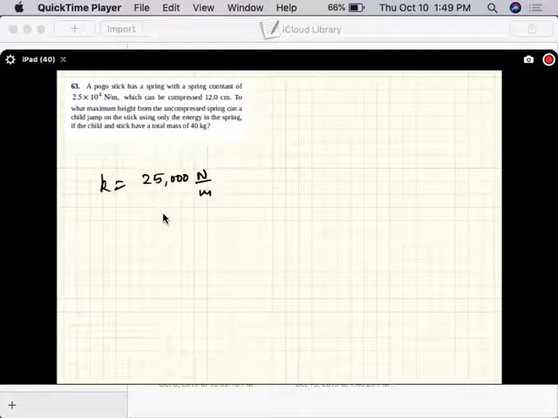25,000 newtons is the weight of an SUV. That's right. So this is all a setup to see. Yeah, well, you need an SUV to compress it this much. When you use the pogo stick, it probably compresses that much or something like that.